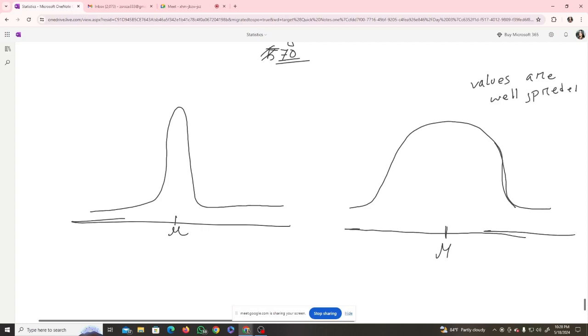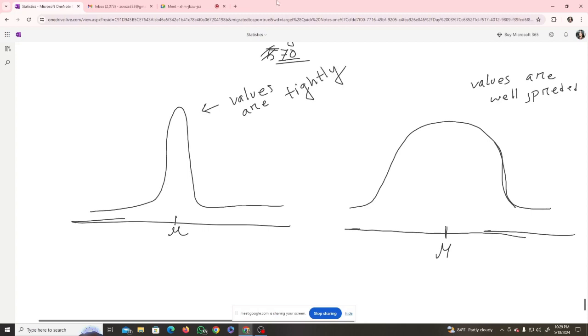And by looking at this distribution, we understand that most of the people have height, or whatever the variable is we're talking about, tightly concentrated around the mean. So the values are not well spread. We will have more values around the mean. Values are tightly around the mean.